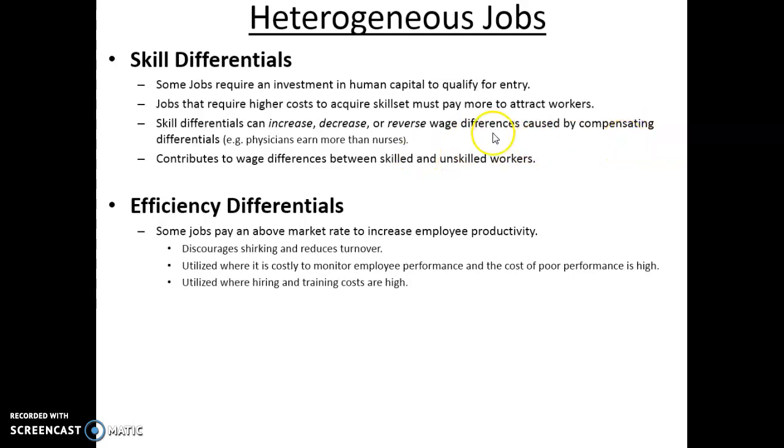From a compensating differential standpoint, doctors should make less than nurses because they have more job prestige, they have more control over the workplace. The job is just a better job than that of a nurse. So we would expect, all else equal, doctors to make less than nurses. But all else is not equal. There are these skill differentials. That means doctors have to spend 8-12 years in college to get the human capital to do the job, whereas nurses have to spend maybe 2 to 4 years. Therefore, the skill differentials reverse the compensating differentials for physicians, actually leading physicians to make significantly more than nurses.